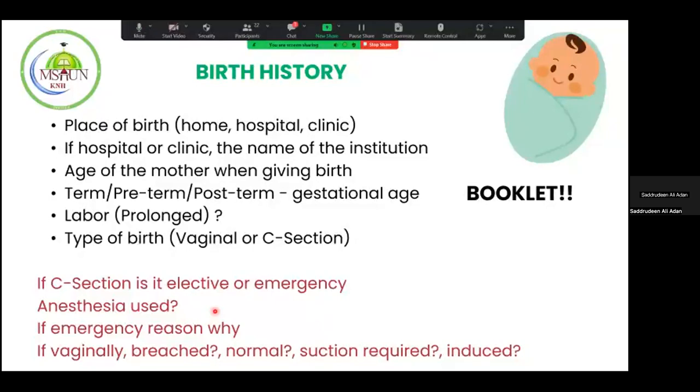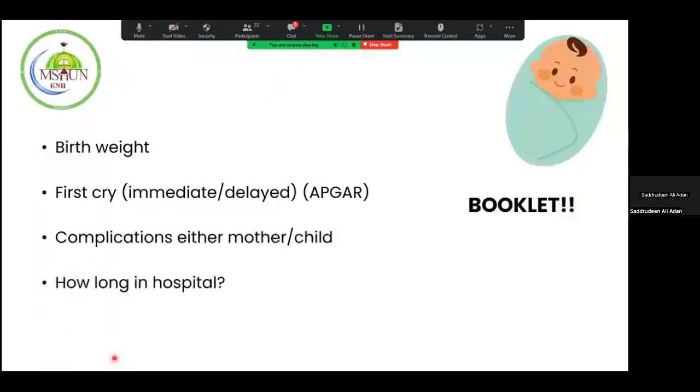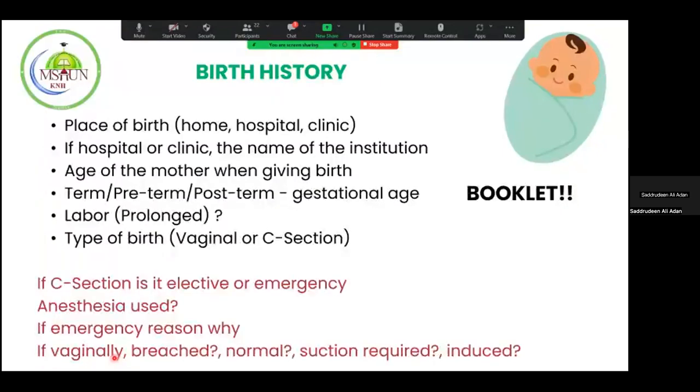And if it was a vaginal delivery, was it breech? Breech meaning the legs coming first? Or was it a vertex delivery, meaning the head was coming first, or the normal delivery called SVD, spontaneous vertex delivery? Was there suction required? Suction means the mother is pushing, but she's unable to get the baby out. So they put some vacuum cups, or they take some tongs or prongs, and they kind of extract the baby from the mother's womb. Was there any suction or assistance required?